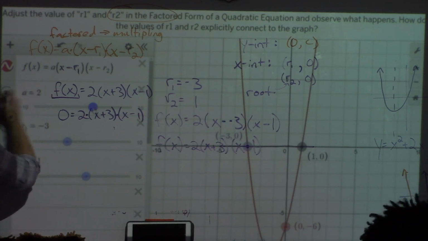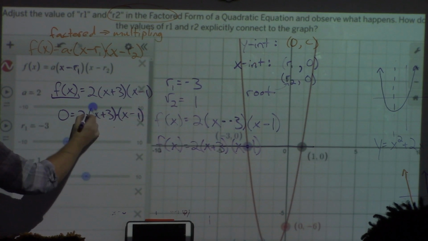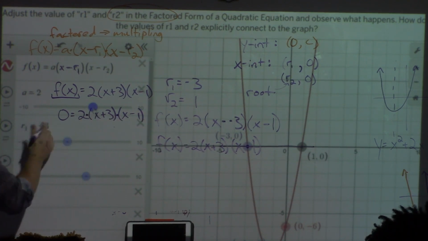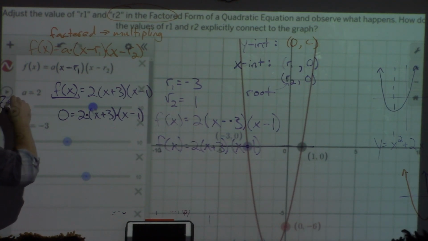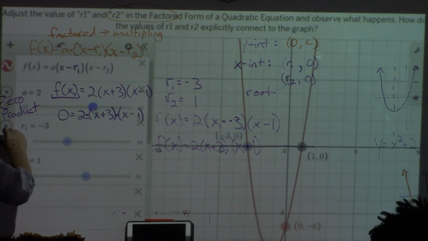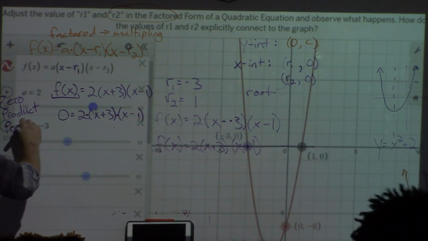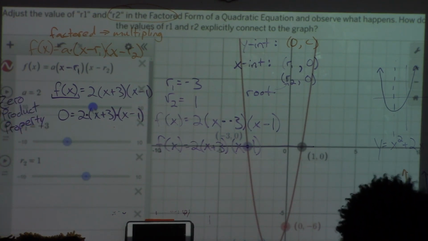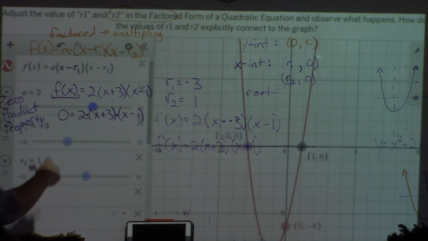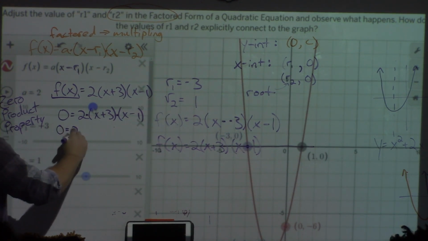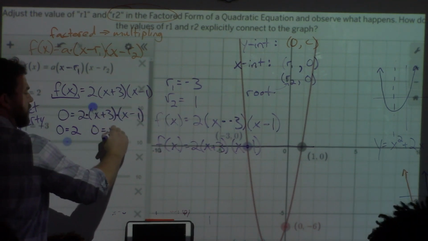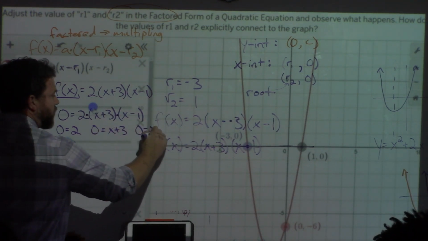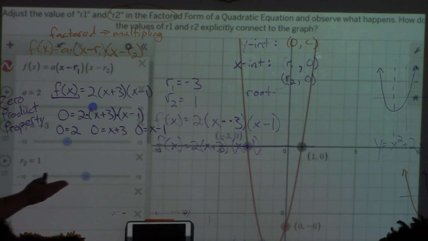So, what we can do from here is I am multiplying and I have a product of 0. So I'm going to use the zero product property. Hopefully you talked about this in Algebra 1. If you did not, hold on to this and start using this language because it is a critical part of your next unit. So either 0 is equal to 2, or 0 is equal to x plus 3, or 0 is equal to x minus 1.